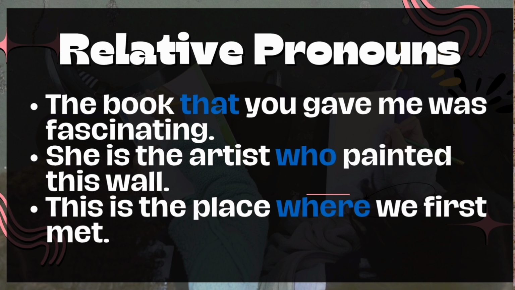And we're connecting the noun, artist, to the additional information, painted this wall. And the last sentence, this is the place where we first met. The relative pronoun in the sentence is where. And we are connecting the noun, place, to the rest of the sentence that gives us more information about that place. So we first met.